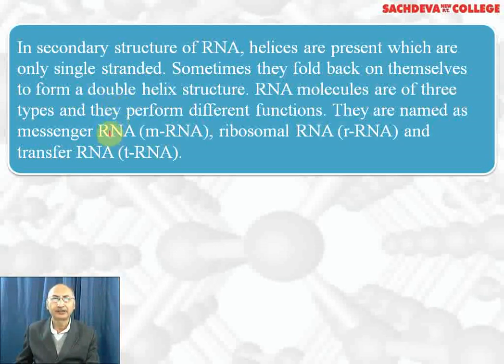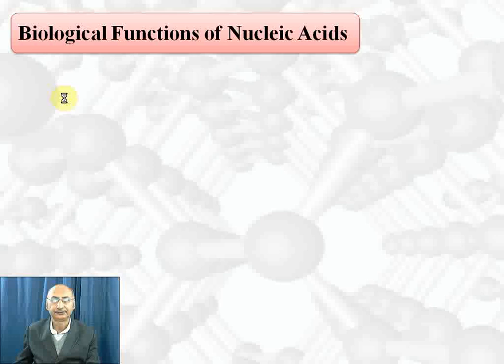RNA molecules are of three types. They perform different functions. They are named as messenger RNA, denoted by mRNA, ribosomal RNA, which is denoted by rRNA, and transfer RNA, which is denoted by tRNA. These are three types of RNA present in our body.